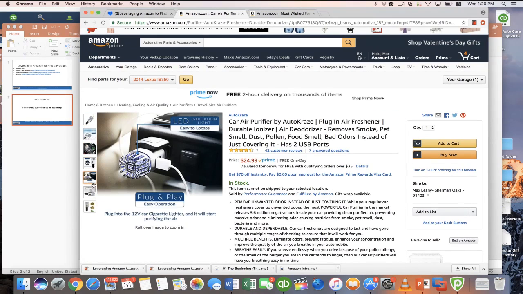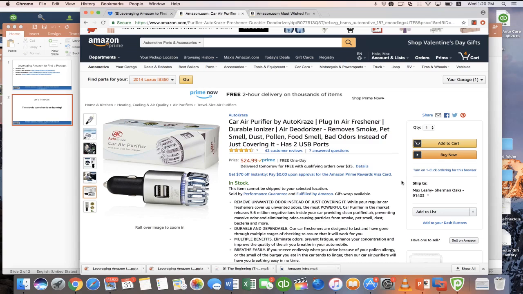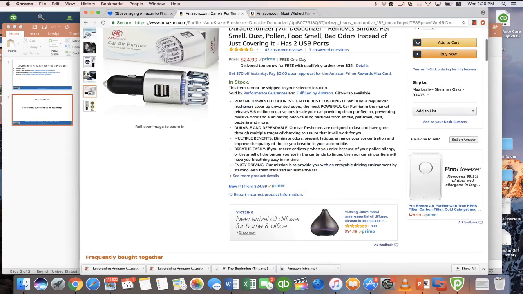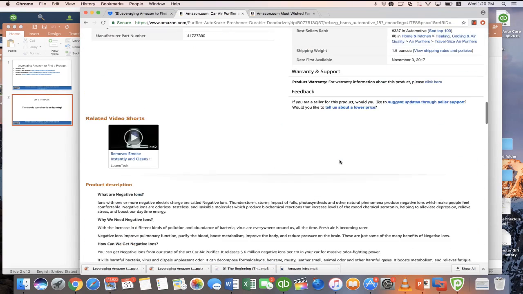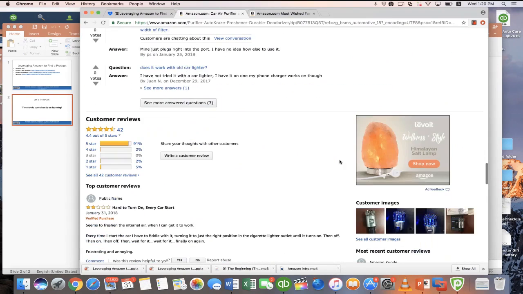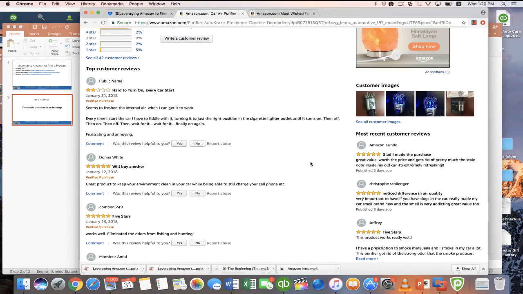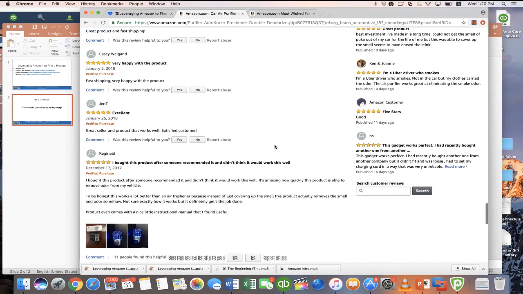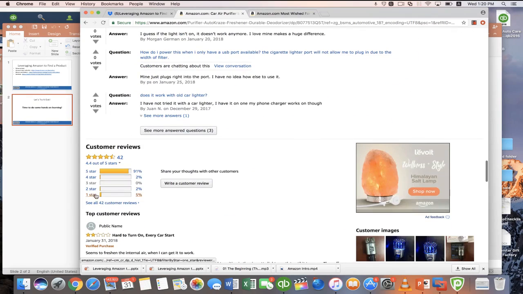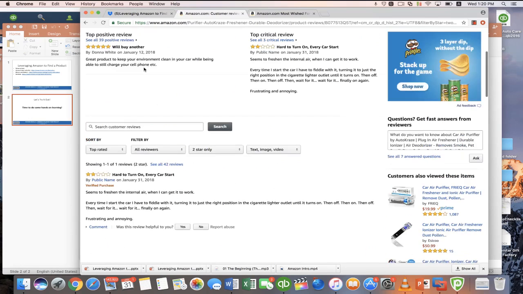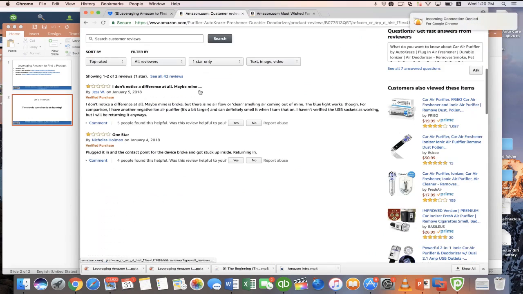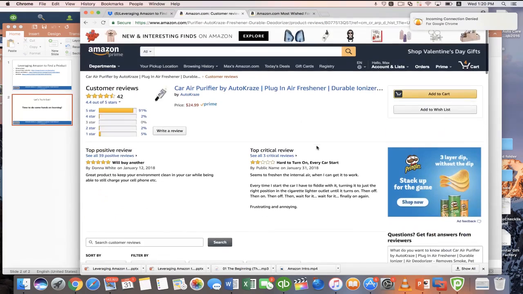We can look at good pictures. It's got an LED light on it. It's got 2 USB charging ports. So we would again go down and take a look at the reviews. Hard to turn on every car start. So it seems to work, but you have to fiddle with it to get it to work. It seems like that might be the only negative review. Let's see. It's the only 2-star review. The device broke.